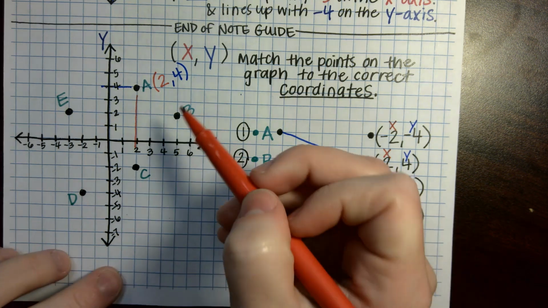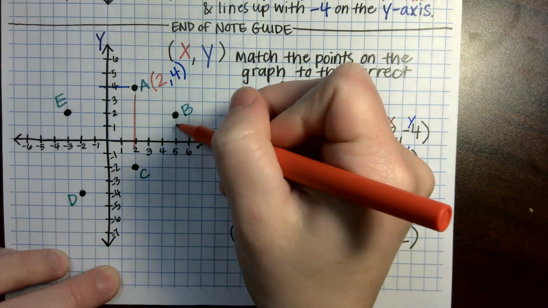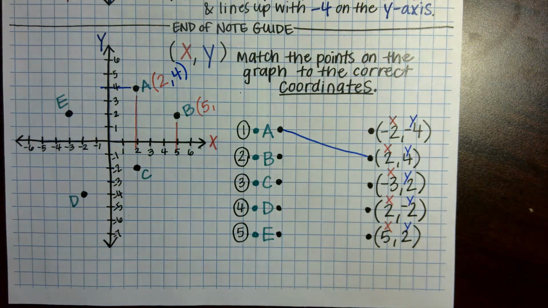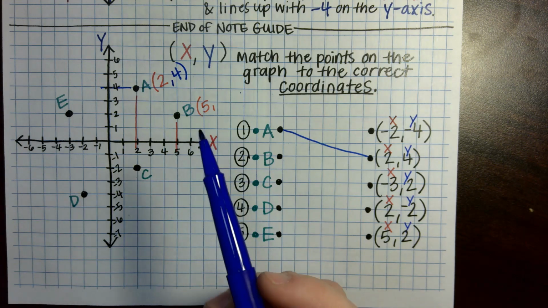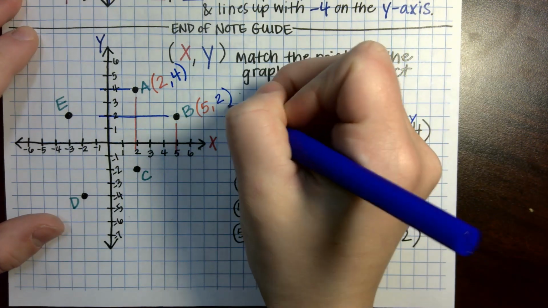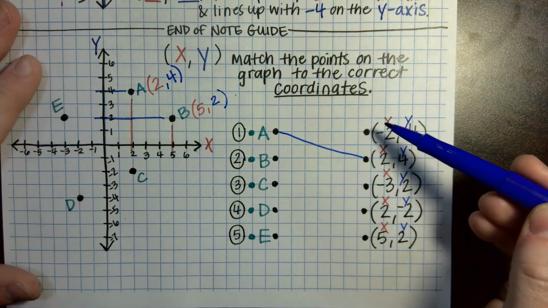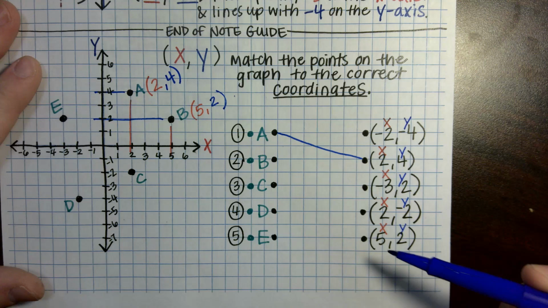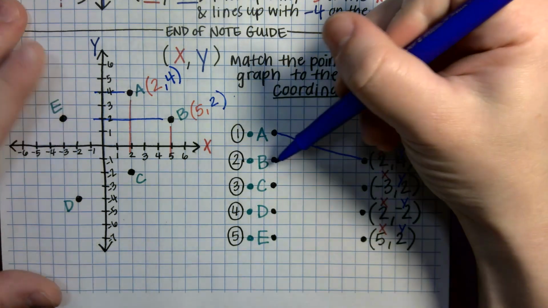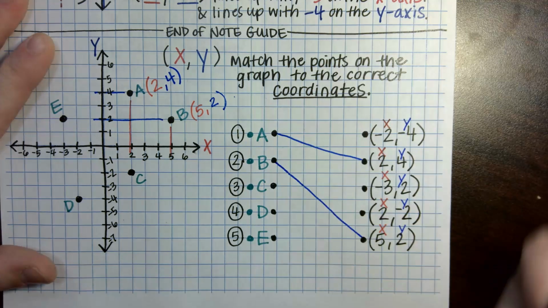Okay, now let's look at point B. Where does B line up on the x-axis? 5. Yep, +5. Good. And where does it line up on the y? +2. Good. So 5, 2. Let's find that one. It's the last coordinate right down here, 5, 2. So we'll draw a line from B down to 5, 2. Just like that.